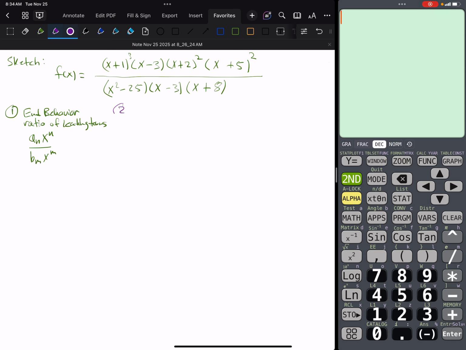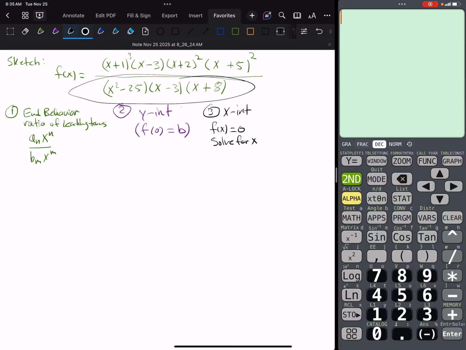Okay, and so then the second non-ordered thing that we need to find would be our y-intercept. And we find that by evaluating f of x at 0. And that'll give me the y-intercept. Then we need to find our x-intercepts. And we do that by taking my f of x, setting it equal to 0, and solving for x, which in practice really just means take the numerator, set it equal to 0, and solve for x, because the first thing you do in that situation is multiply both sides of the equation by the denominator.